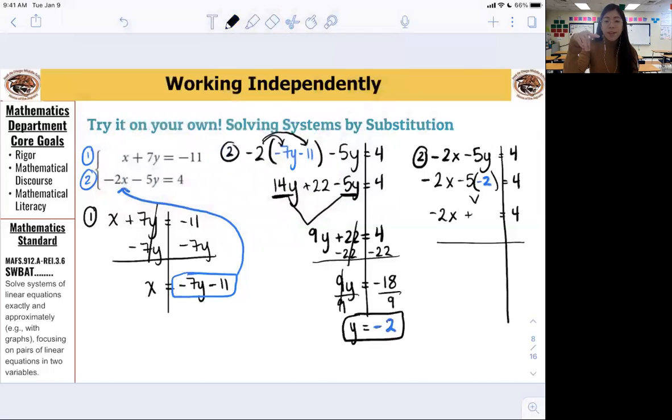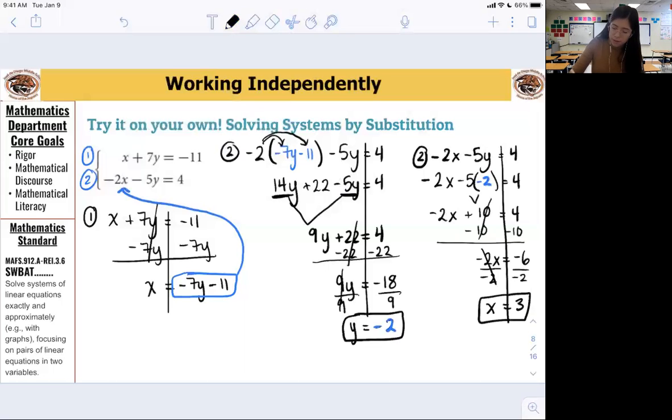Negative 2 times negative 5 is positive what? 10. Okay, then what do I do? Then you subtract 10 from 4. Subtract 10 from 4, negative 6. Which is negative 6. And then you divide by negative 2. There we go. And a negative divided by a negative is a positive. There we go, guys. Sorry. The solution is 3, comma, negative 2.